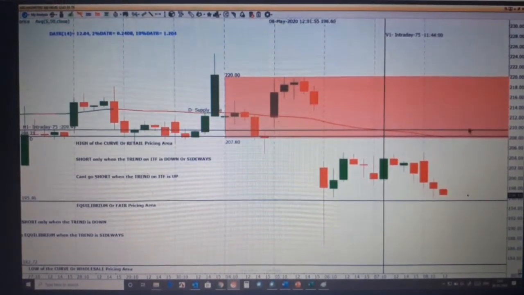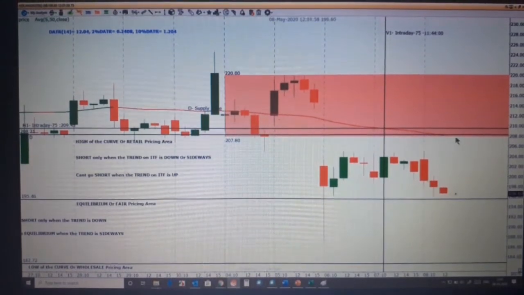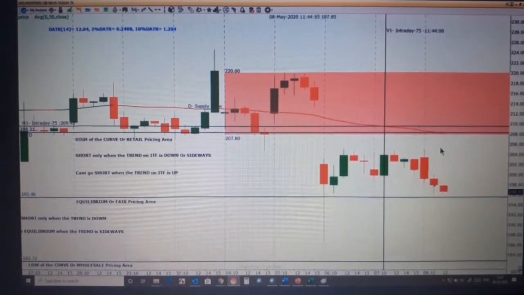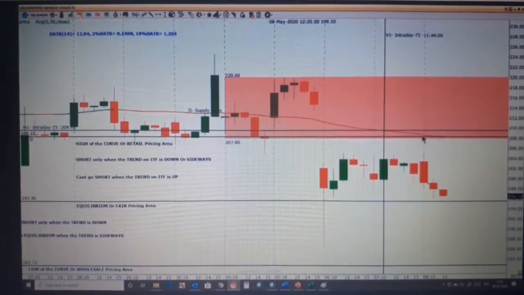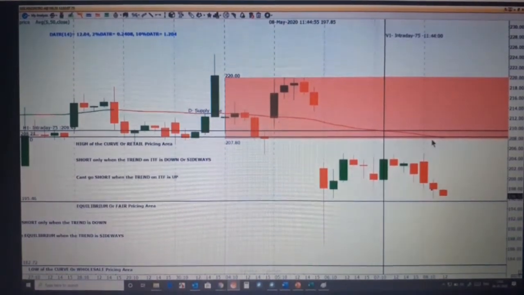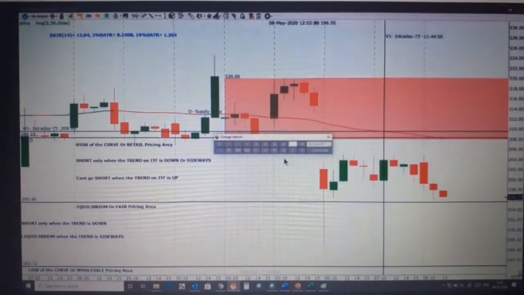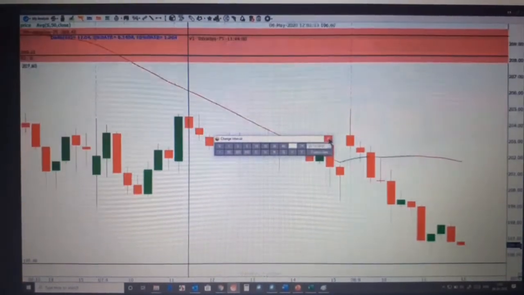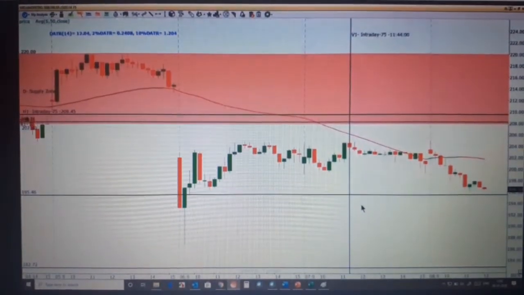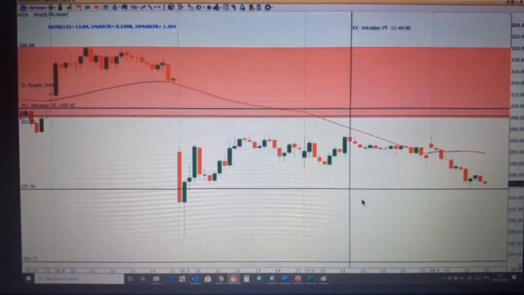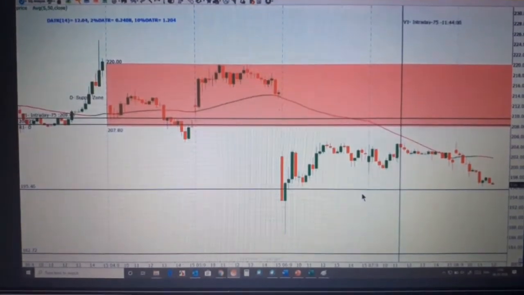So what's the trend now? It's pointing toward 3 and 6 and the color is red. So the trend is down. Okay, the trend is down. Now you go to the 15-minute chart and mark your supply zones.